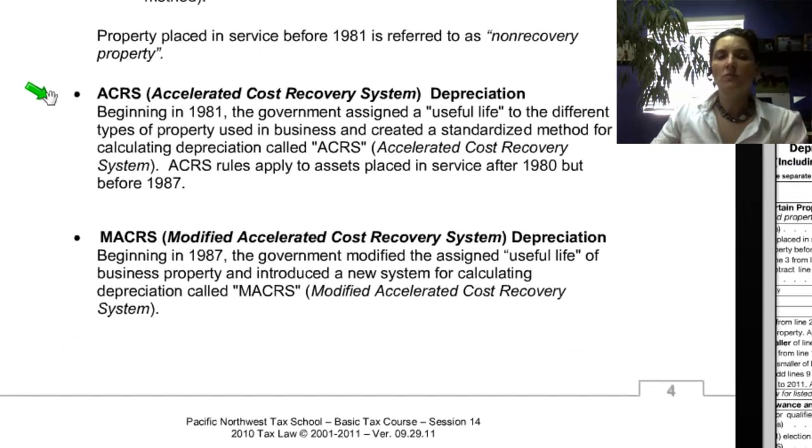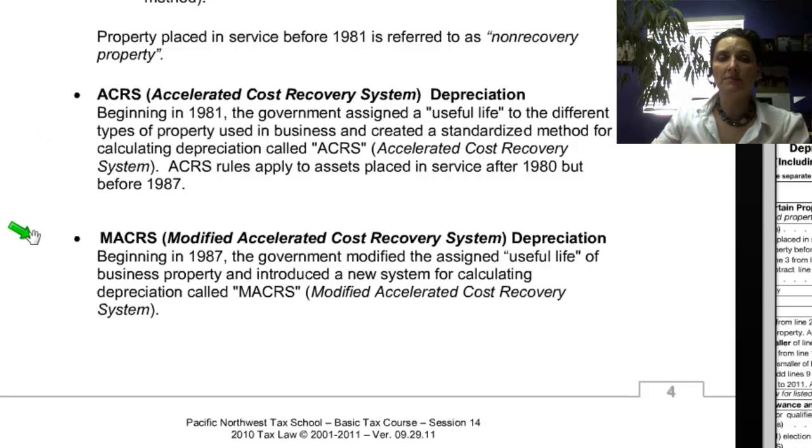Now, Congress decided that it wanted a change, and so in 1981 it introduced ACRS, the Accelerated Cost Recovery System of Depreciation. Beginning in 1981, the government assigned a useful life to the different types of property used in business and created a standardized method for calculating depreciation called ACRS. ACRS rules apply to assets placed in service after 1980 but before 1987.